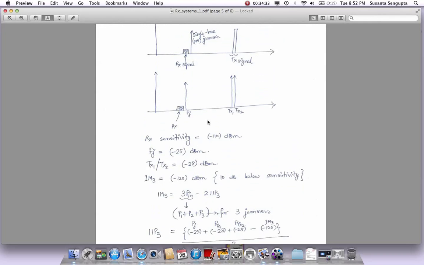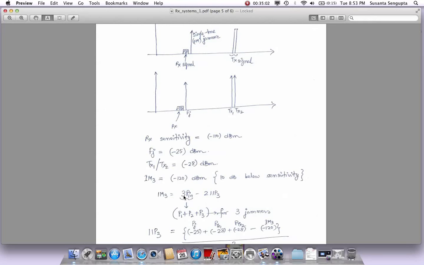And the IM3 that is caused, because as I said, we have three frequency components. If you did F1 minus F2 minus F3, the resultant value will fall right around this RX signal. So that one we want to be contained again, and it's an IM3 component because it's coming from third order nonlinearity. We want it to be contained at minus 120 dBm, 10 dB below sensitivity as an example. So now how will you calculate IP3?